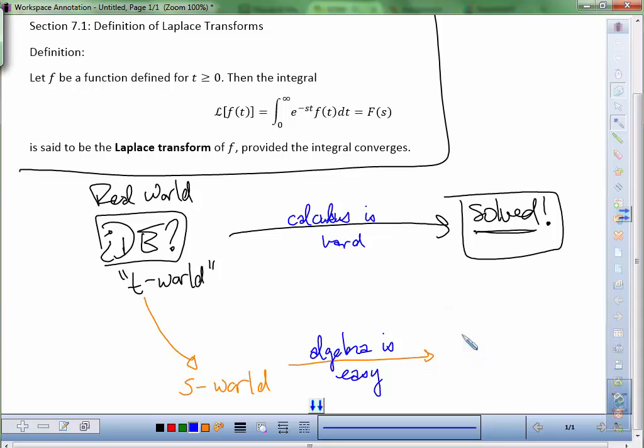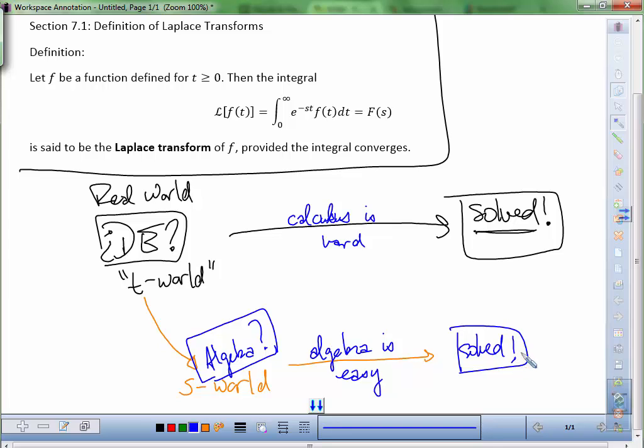And so in this S world, we're going to come up with an algebra problem. So what we're saying is that your differential equation is going to become an algebra problem, and then we'll do some easy algebra, easy in quotes, and then we're going to solve for it here. And then we're going to need to transfer back to the real world so that we can find whatever answer we got in the S world. We're going to translate it back to the t world so that we can answer our problem in terms of t.